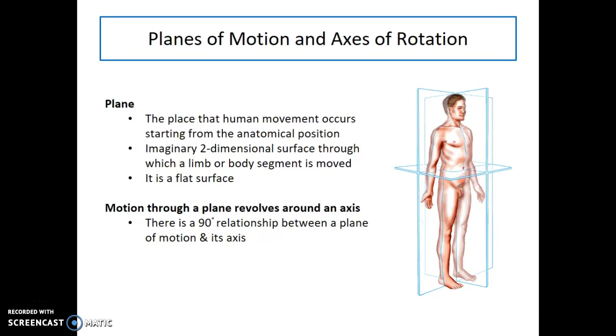So within those planes, that motion actually through a plane revolves around a specific axis. There is a 90-degree relationship between that plane of motion and its axes. Kind of like if you took a piece of paper, you put a pencil directly through it, and you could actually rotate that piece of paper around that pencil. That would be an example of perpendicular, 90 degrees. That piece of paper would be that plane, that pencil would be the axis.